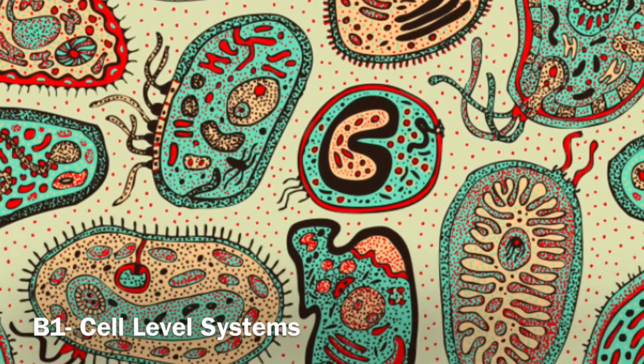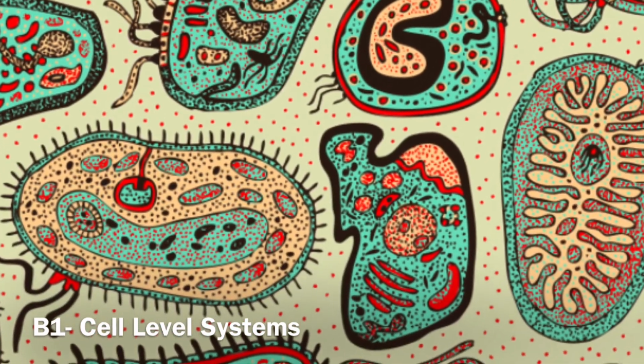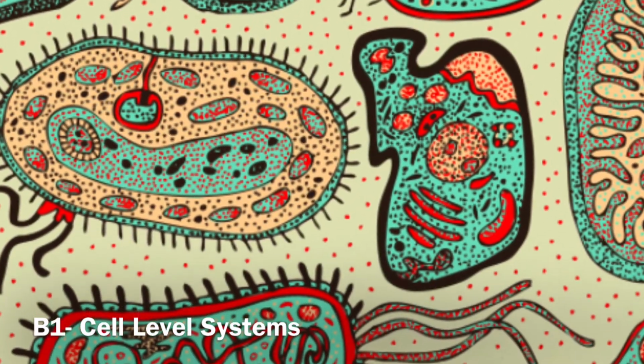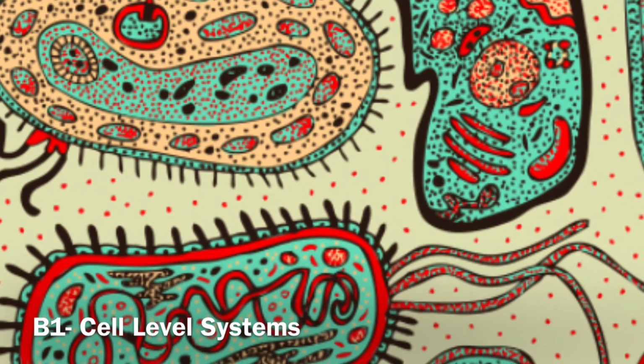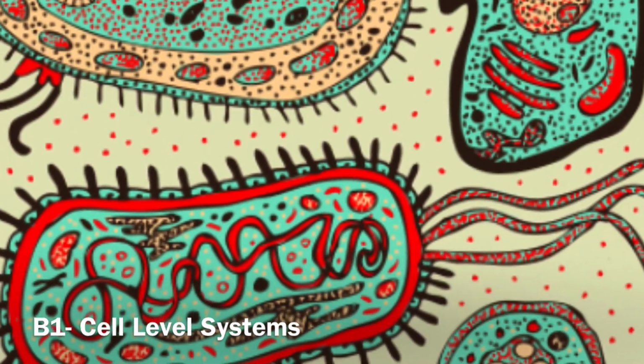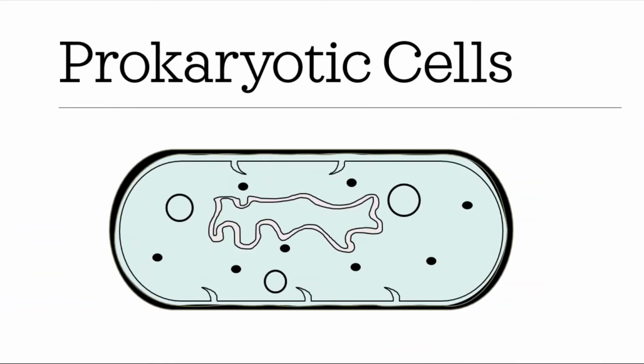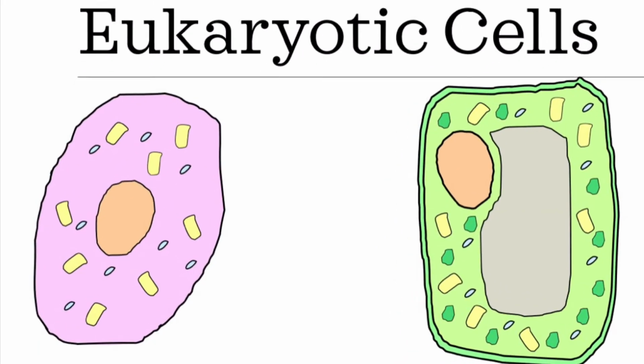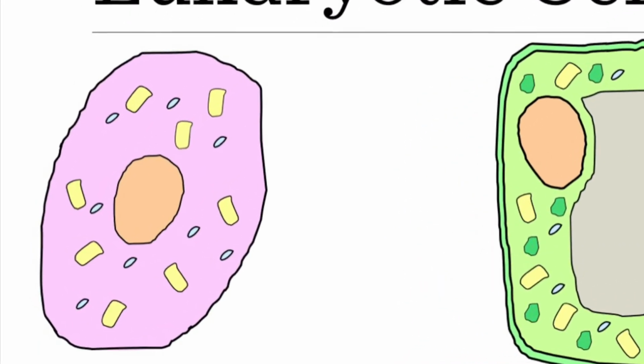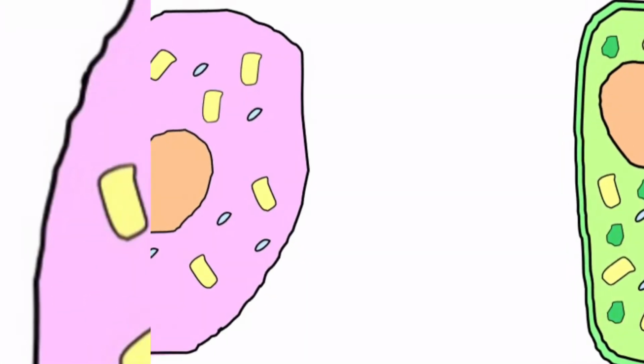In today's video, we will be going over B1 Cells and Microscopy. Biology is all about living stuff, and all living stuff contains cells, so let's start there. You will need to learn the structures within eukaryotic cells and prokaryotic cells. Eukaryotes are animal and plant cells containing similar subcellular structures.